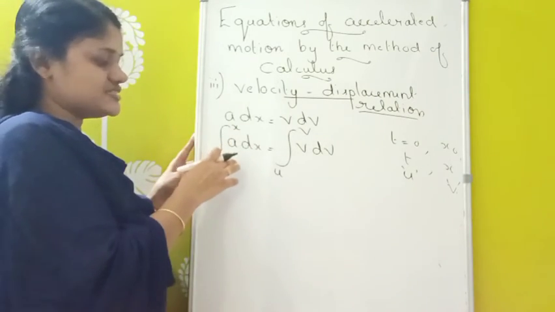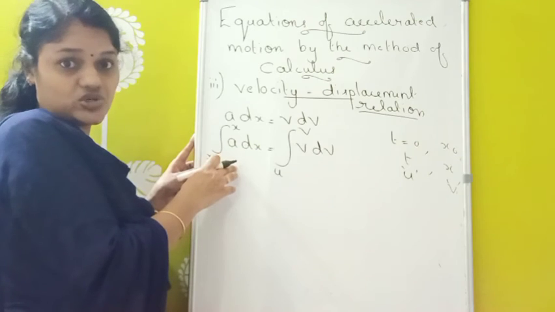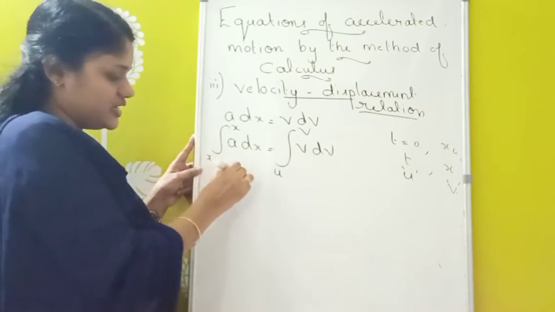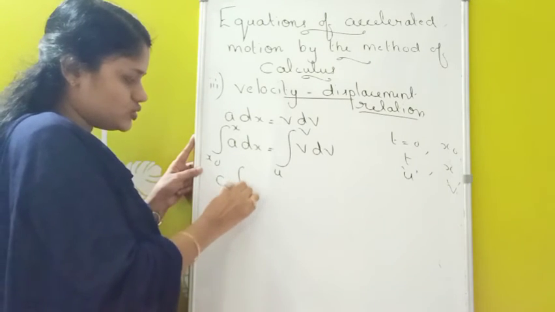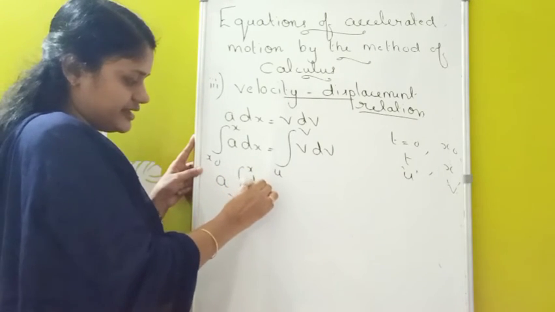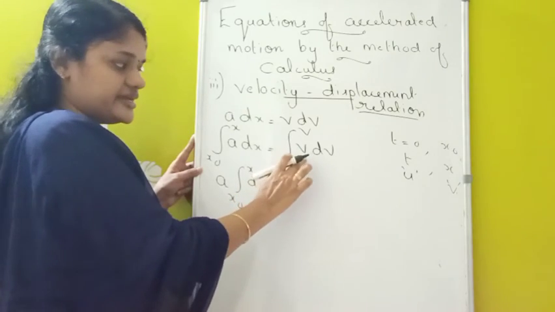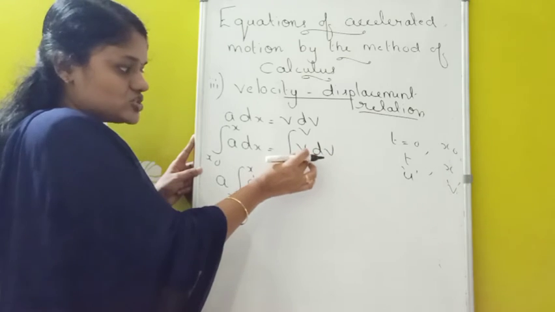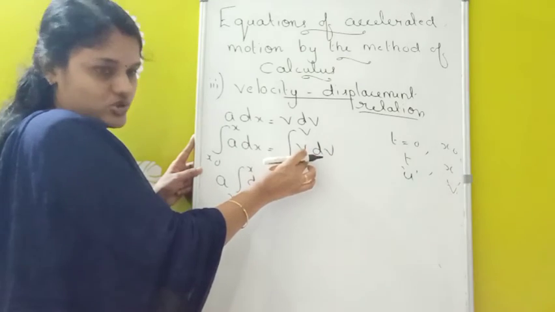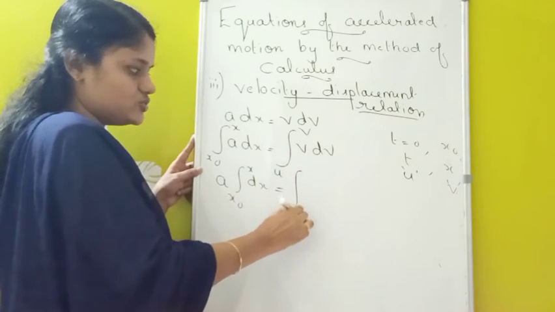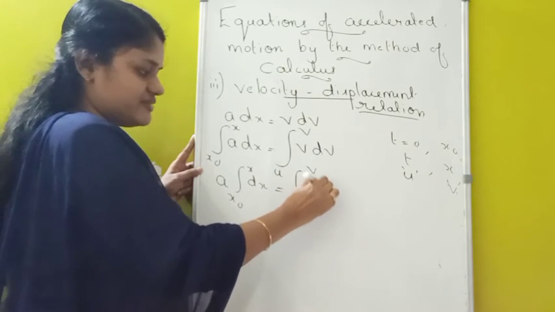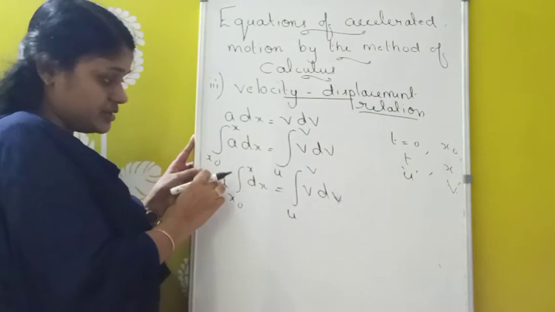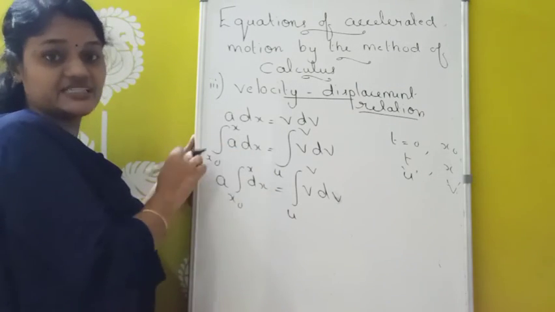So here I told you this body is moving with a uniform or constant acceleration. That means a is a constant, so we can take it outside. A into the remaining, integral x0 to x dx, equals, here velocity is a variable, dv means velocity is variable, so we have to integrate v also. We can write integral u to v of v dv. Velocity is a variable, but acceleration is a constant, that is why it is taken outside.